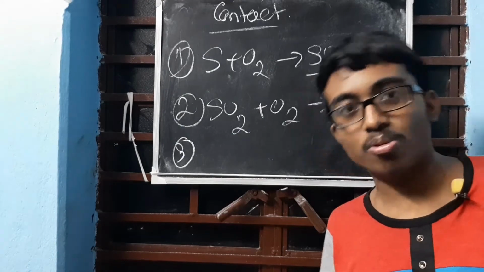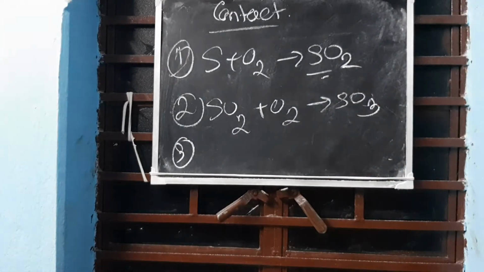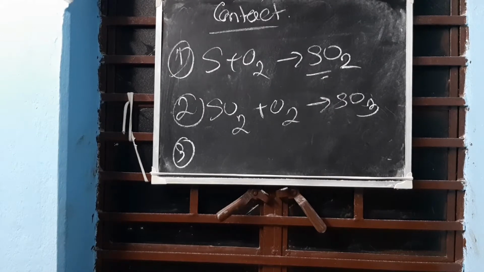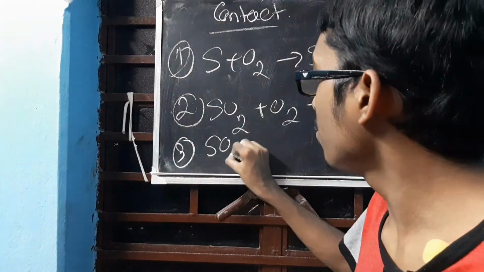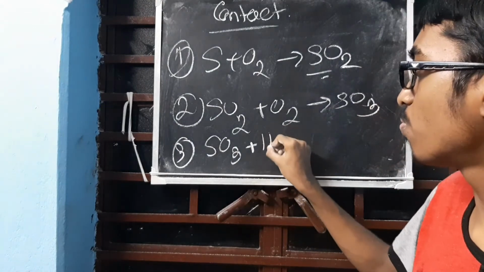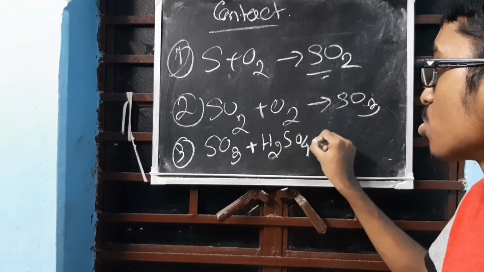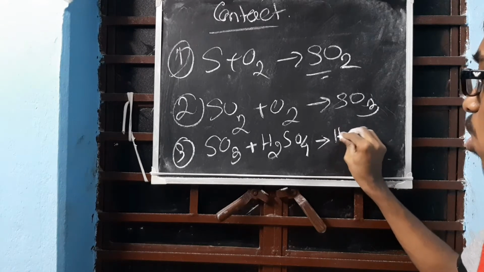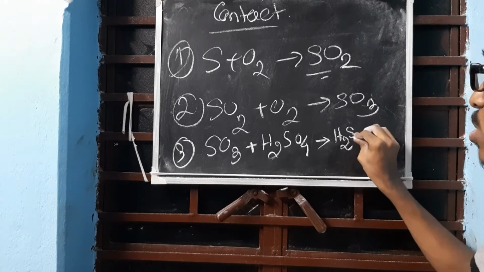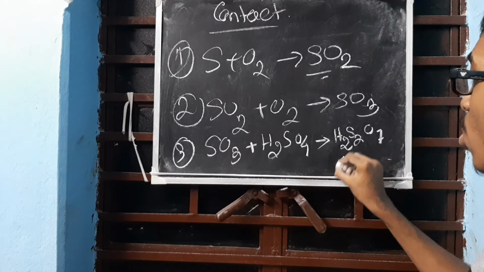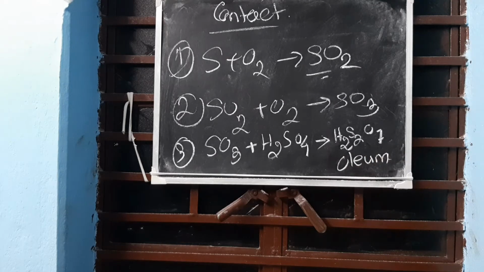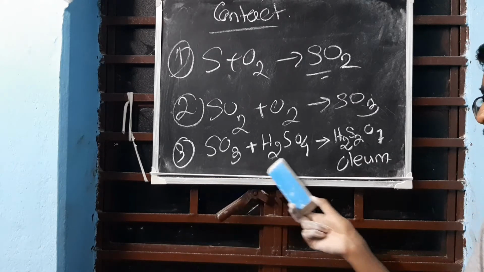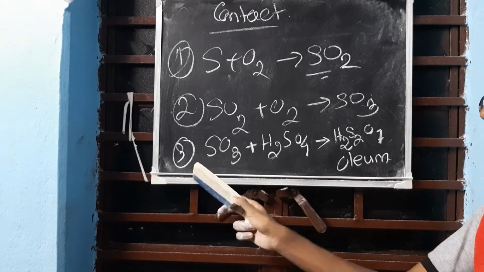In the preparation of H2SO4 we also need H2SO4. Imagine the condition. Clear? So step 3, SO3 will be dissolved in H2SO4 to form a substance called pyrosulfuric acid. Clear? That is called oleum. H2S2O7. This is called oleum or pyrosulfuric acid, whatever you say. Basically you say oleum only. Clear? Third step clear? We are dissolving SO3 in H2SO4.